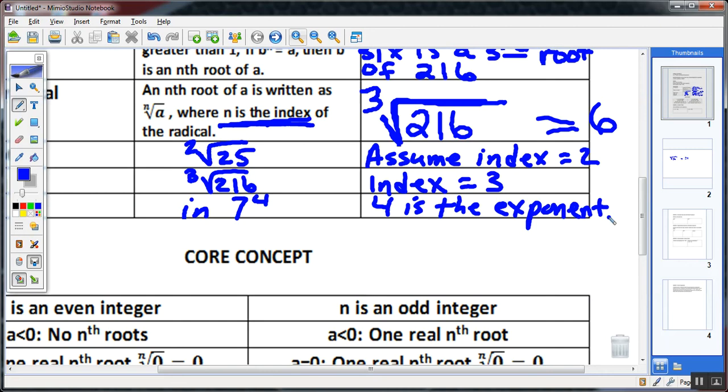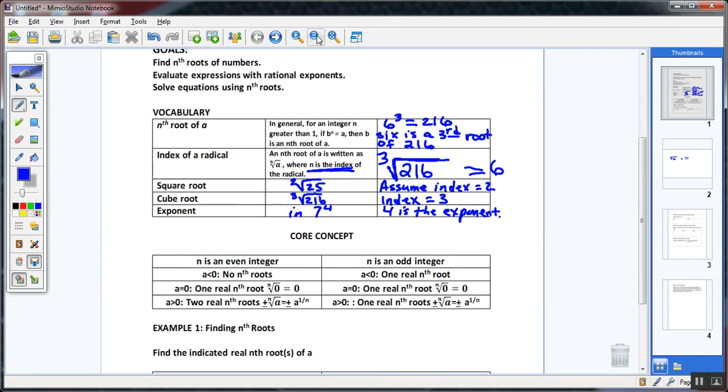So kids, take a look at the vocab there. Make sure you have everything filled in there. I gave you some examples of what the vocab means. All right, sometimes vocab is difficult when you have to read it, but if you can attach examples to it like we've done, it makes it a little bit easier to understand.